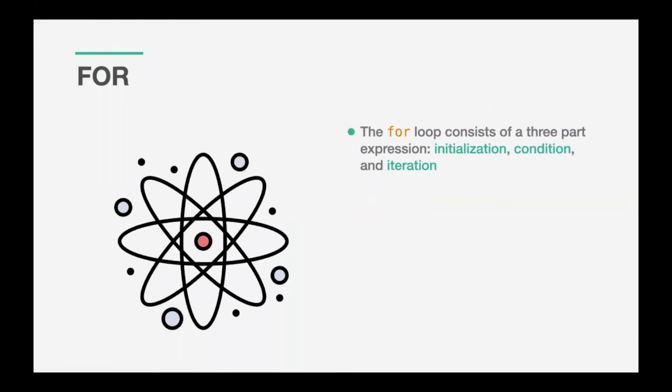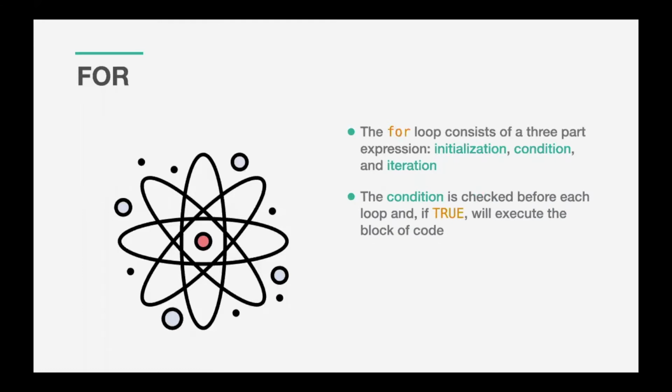Now, the for loop, just like in JavaScript, in PHP consists of 3 parts, and that is the initialization, the condition, and iteration. So the first part, the initialization, will initialize our iterator, and then the condition will be checked before each loop or each time the loop iterates. And if that condition is true, it will execute the block of code inside of the loop.